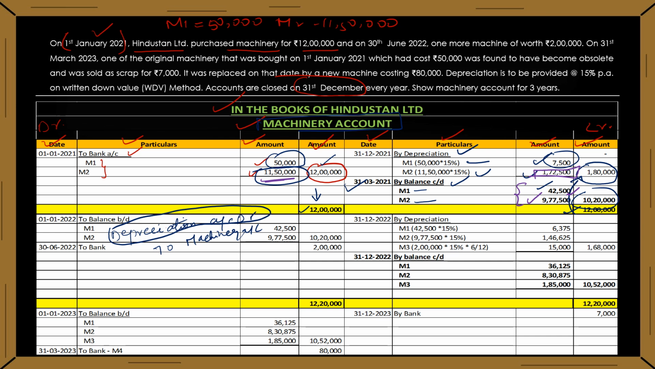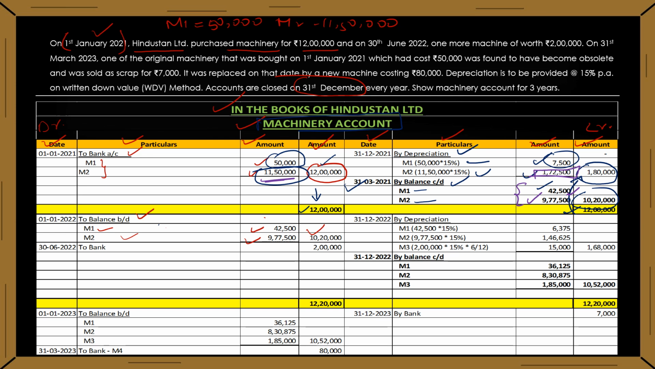Now on 1/1/2022, the balance carried down will become balance brought down. Similarly, we are going to maintain M1 as 42,500 and M2 as 9,77,500, and take the total of 10,20,000 to the outer column.